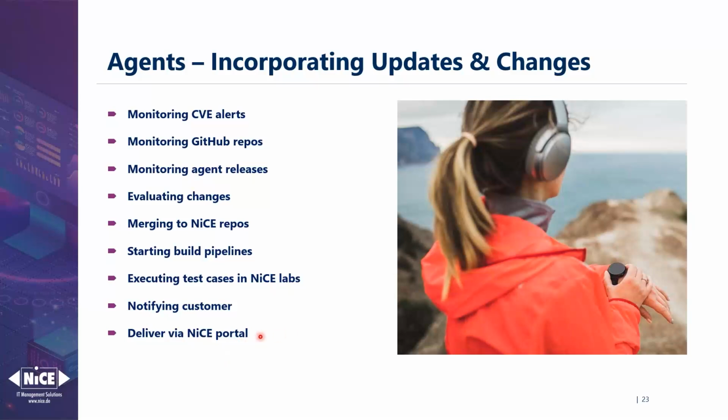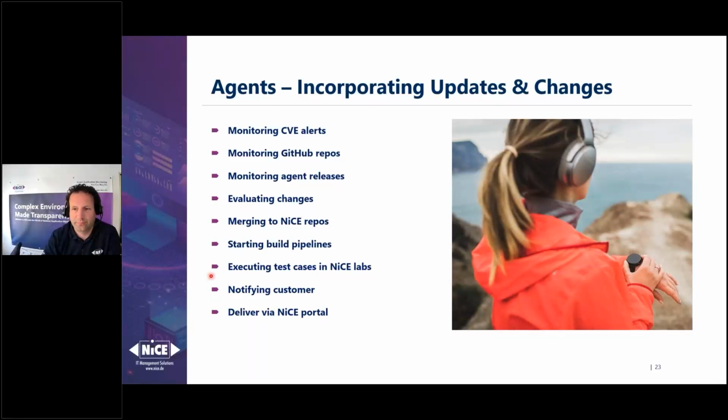If a new build is available, we notify our customers, and delivery is done via the NiCE portal, so you can easily download the new builds or the new agent packages from there and use them in your environment. So that's our approach to keep up to date and incorporate mostly the security changes, but not only security changes, also new releases, for example new features, should they appear in the original code on the GitHub open source directories.